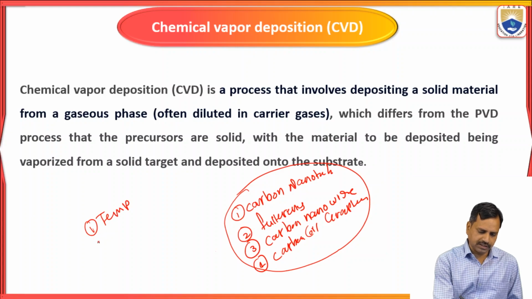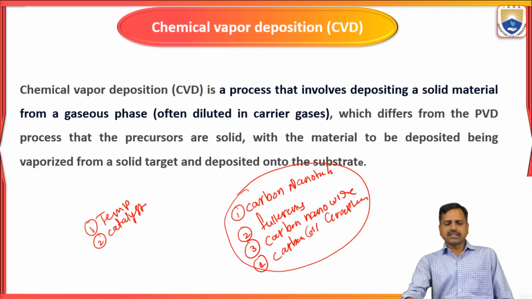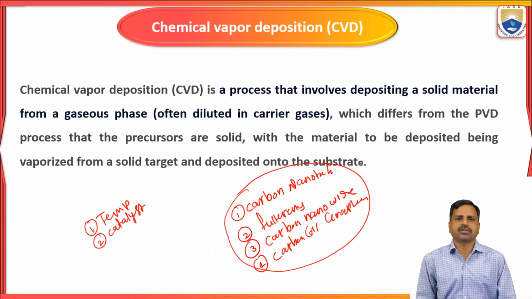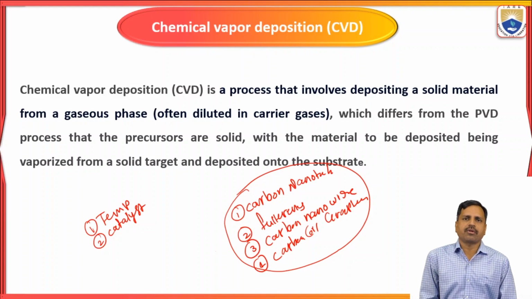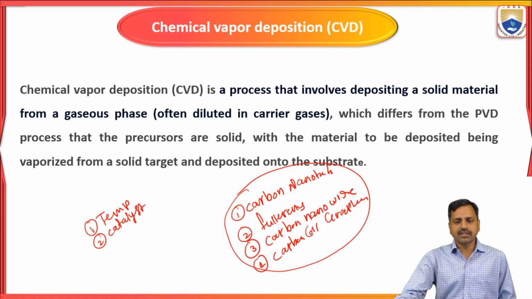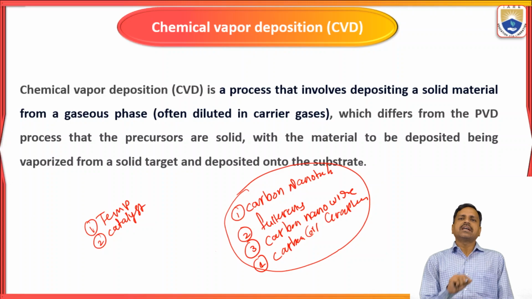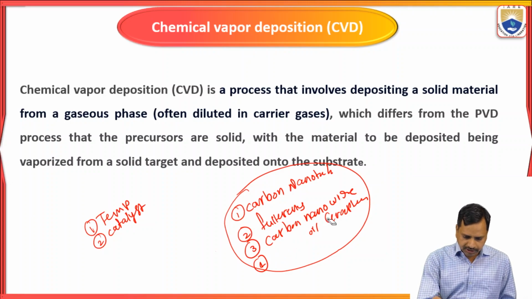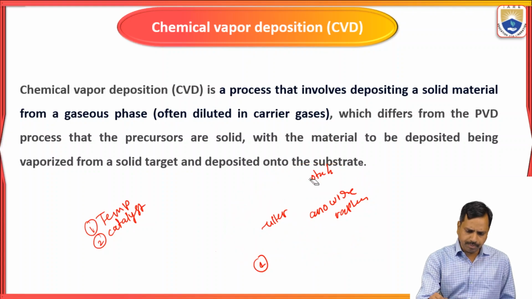Temperature is one of the factors, and the second one is the catalyst which we'll use. Based upon these factors, this process determines whether we'll get carbon nanomaterials. What are the carbon nanomaterials? Carbon nanotubes, nanowires, nanoparticles, and fullerenes, and sometimes we also get graphene. This is about the CVD process.